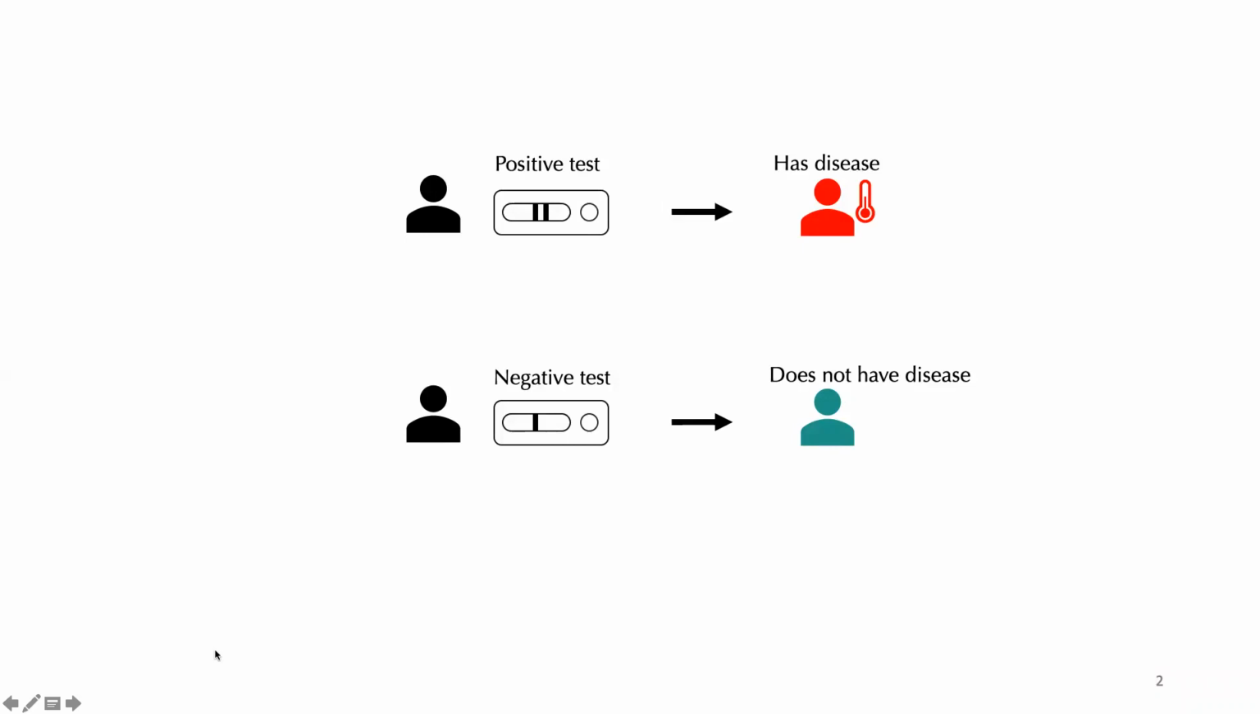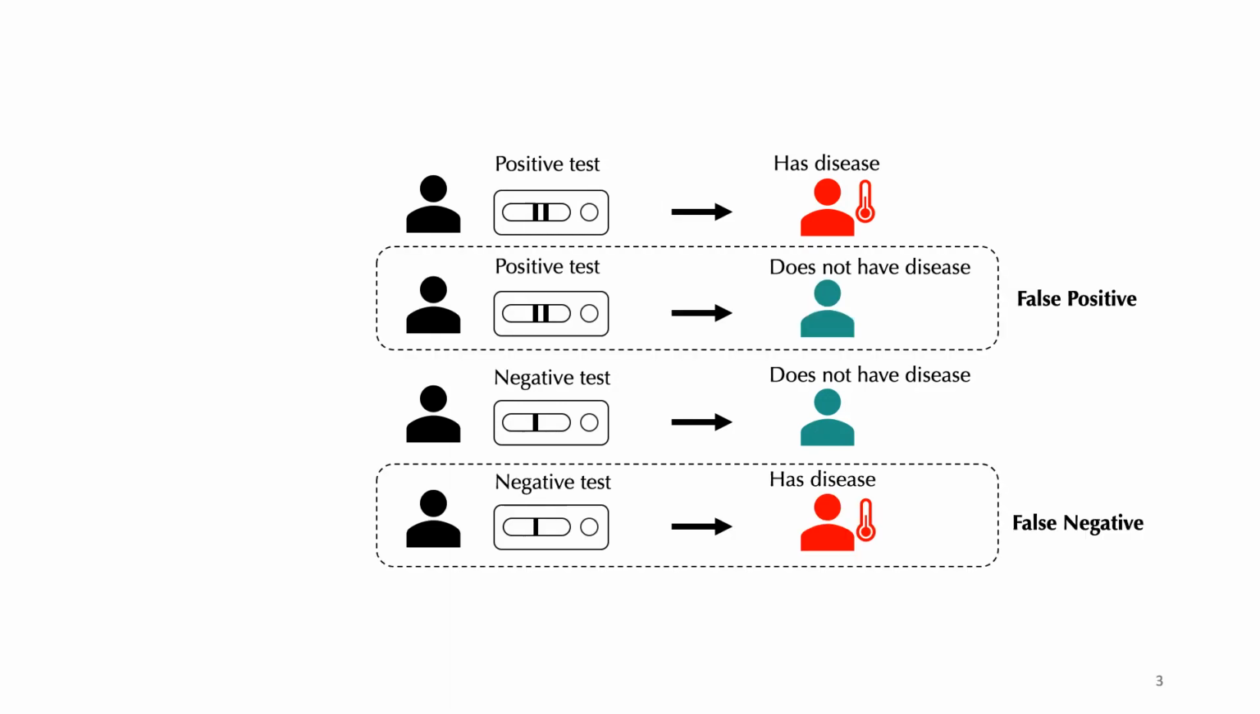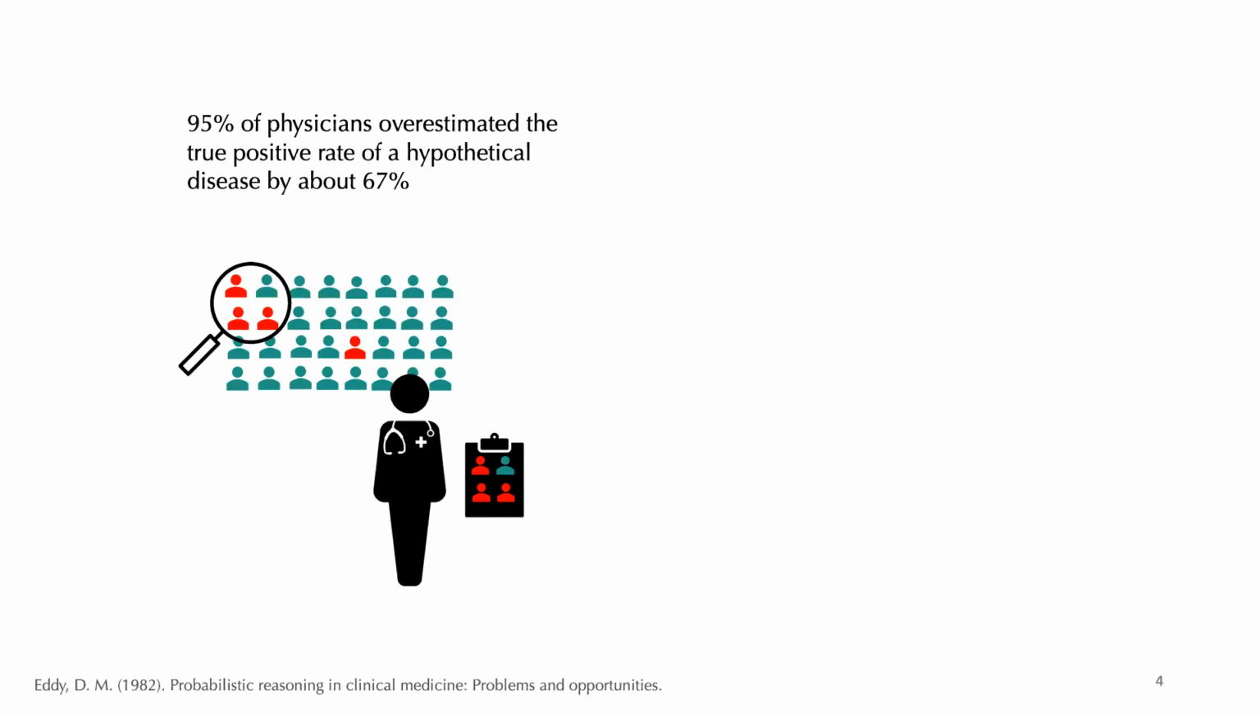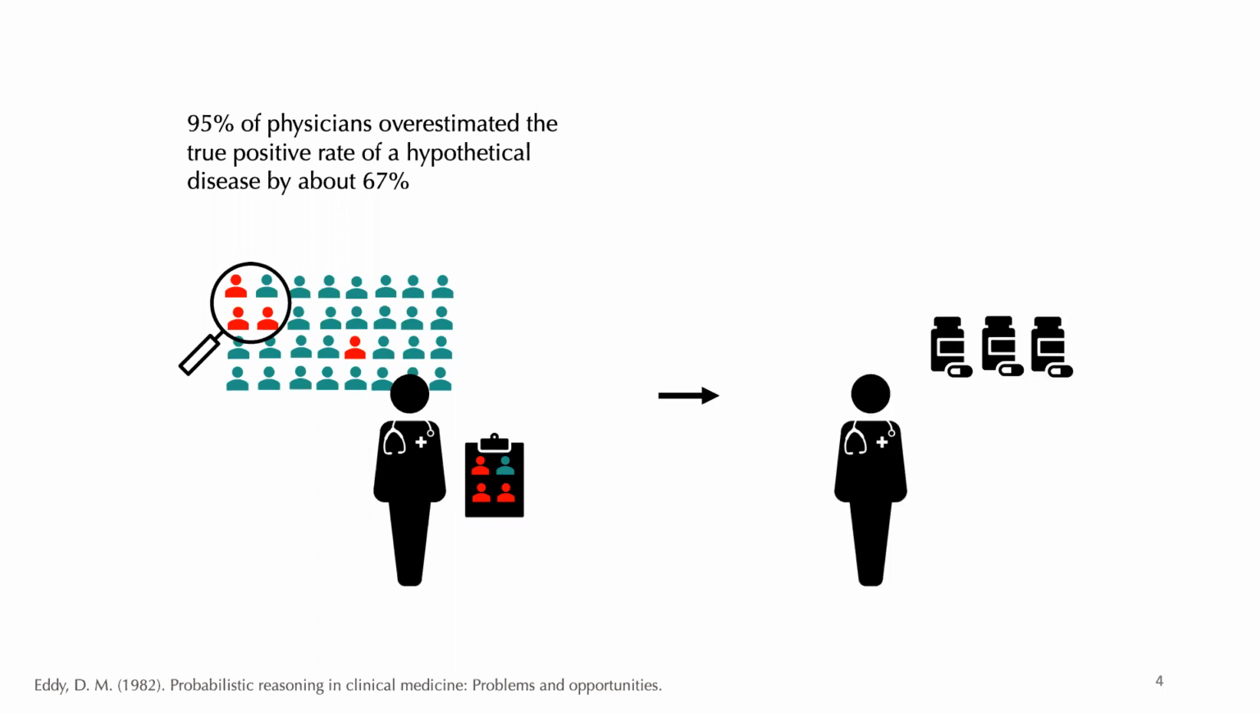Bayesian reasoning is the process of applying evolving knowledge and evidence to compute the likelihood of an event. A common application is the interpretation of medical test results, which can contain false positives or false negatives. It has been shown that people, including experts, perform poorly at reasoning with Bayesian data. In a study from prior work, 95% of physicians overestimated the true positive rate of a hypothetical disease by about 67%. This can lead to poor decision making, such as overprescription of drugs.